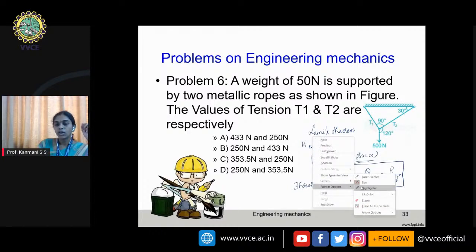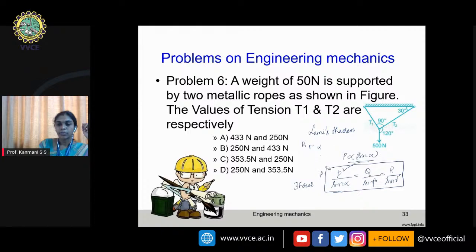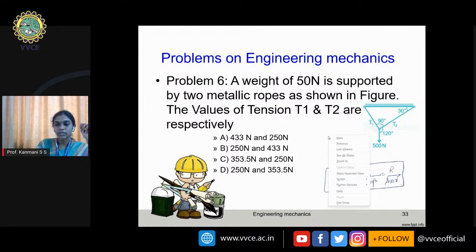So let me remove all these things. I will consider this formula and solve this problem. To solve this problem, I should consider either equations of equilibrium or Lami's theorem. But in a hurry, while writing the examination, it's better you apply Lami's theorem.